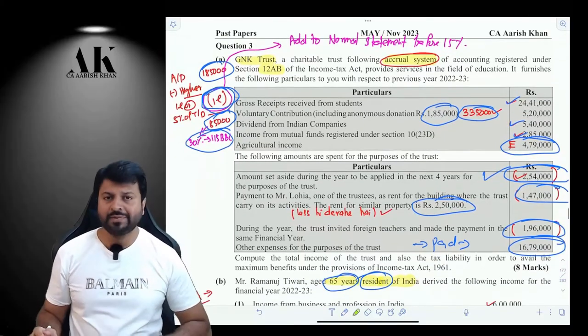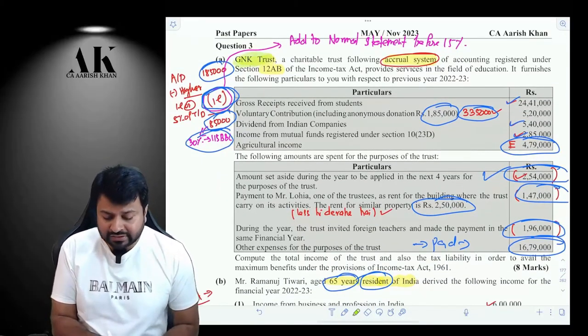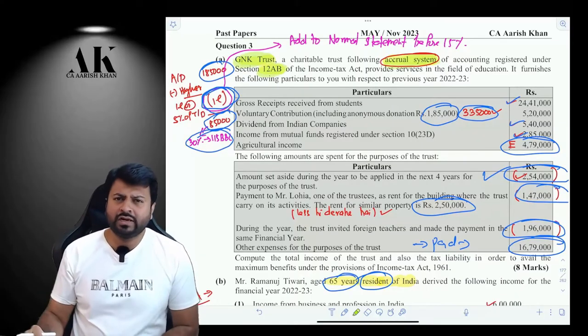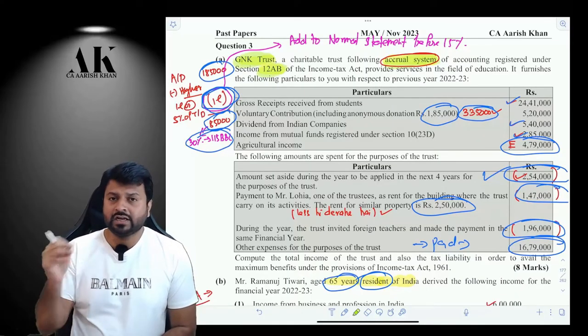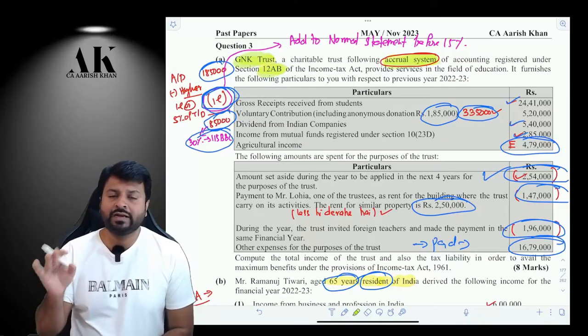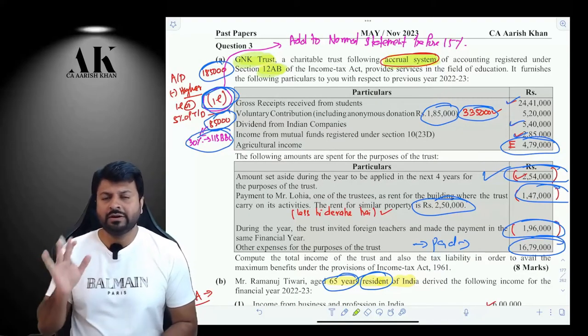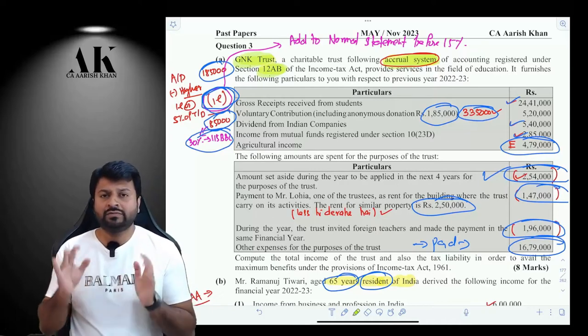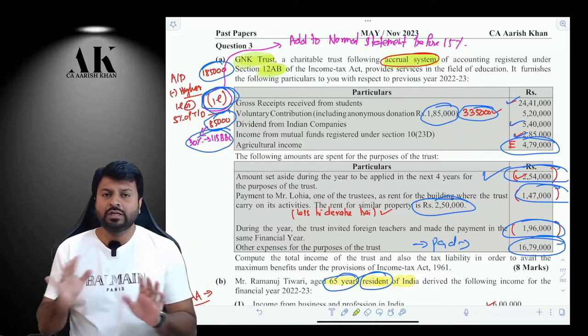The next question is based on a charitable trust. There is a charitable trust which is registered under 12AB and it follows the accrual system. Whichever system it wants to follow, let it follow. But the deduction will be allowed only on payment basis from Finance Act 2022. Do you remember that? There is an amendment made by Finance Act 2022 which says that the deduction of application will be allowed only on payment basis, not on accrual basis.